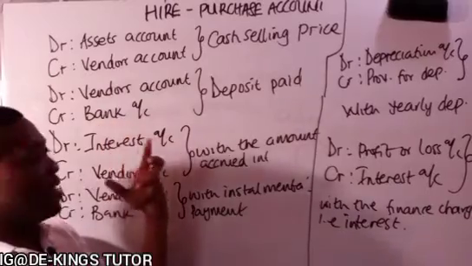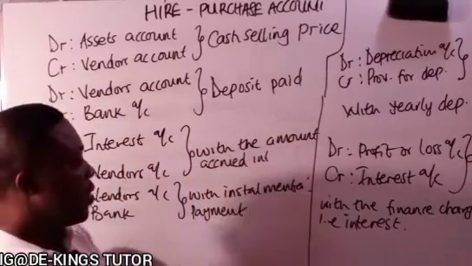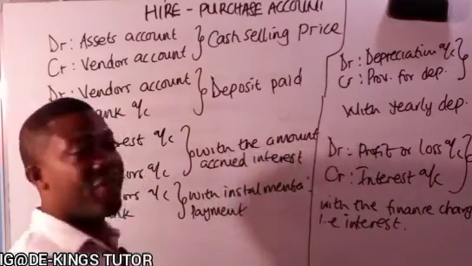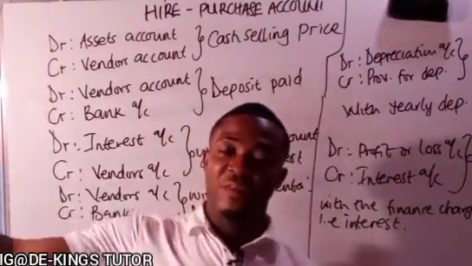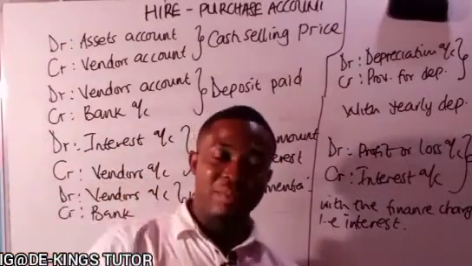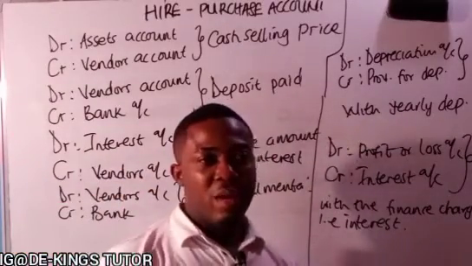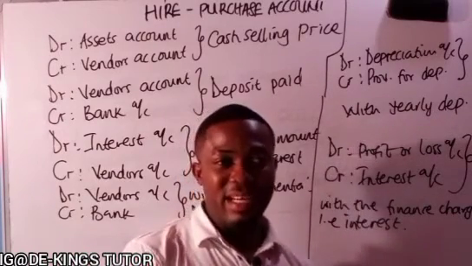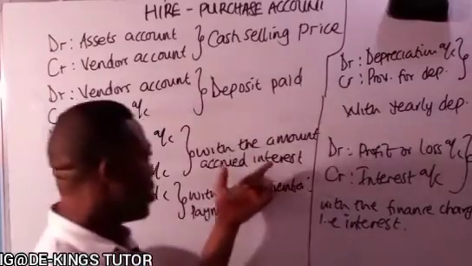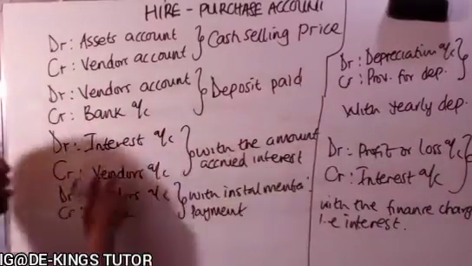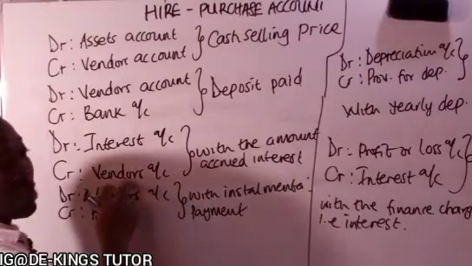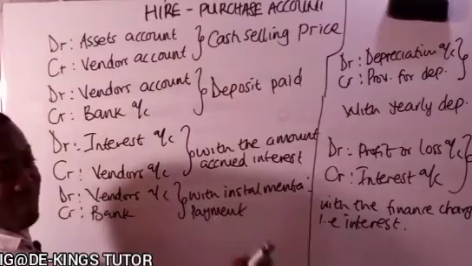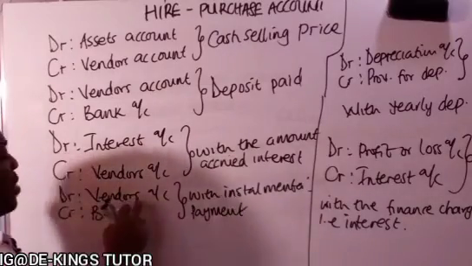You credit the bank account, and also with the amount of accrued interest, because I said other payments will have to be made and spread over the number of years. Embedded in those instalmental payments is interest. Okay, the interest is like a penalty for not paying immediately. So with the amount of accrued interest, you debit the interest account, you credit what? The vendor's account. So for the instalment payment that is being made, you credit bank account, you debit vendor's account.